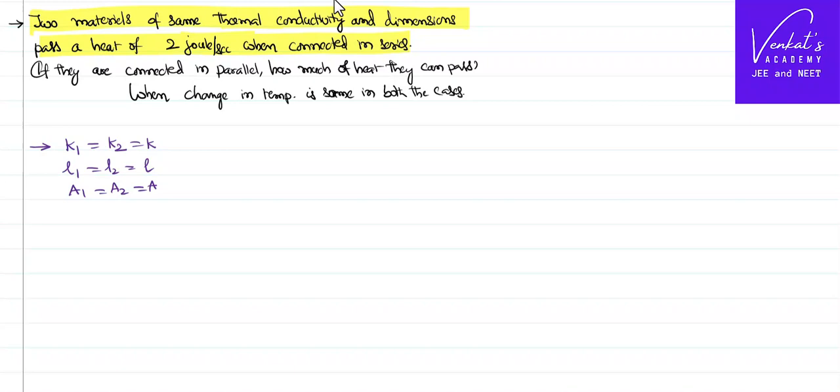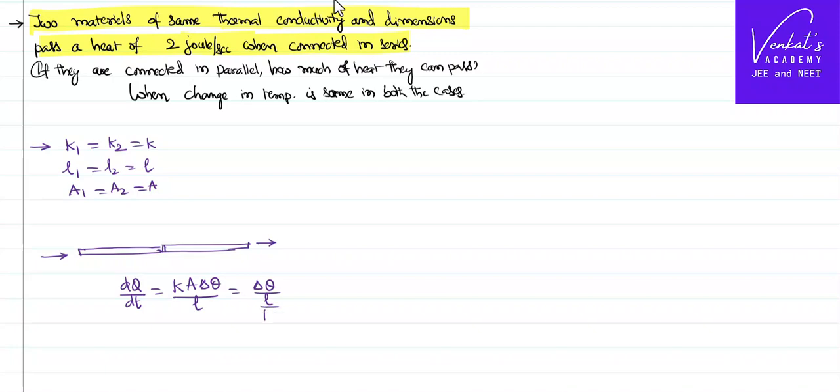What it here says is, there is a material 1. There is another material of the same material and the same dimensions. They are at different temperature, so they pass heat. The definition of the heat, rate of flow of heat, is coefficient of thermal conductivity into A into delta theta by L, which can be rewritten as delta theta by L by Ka.